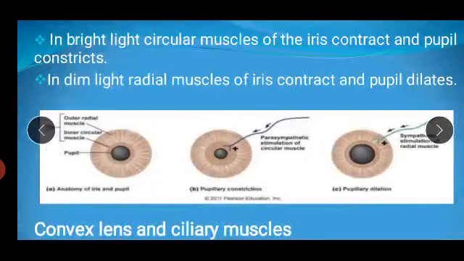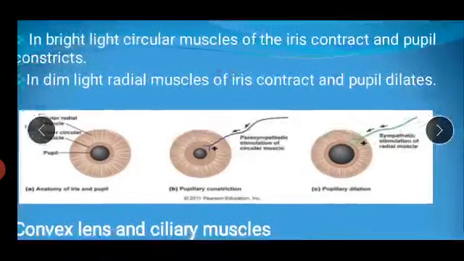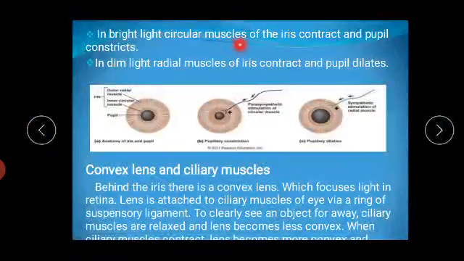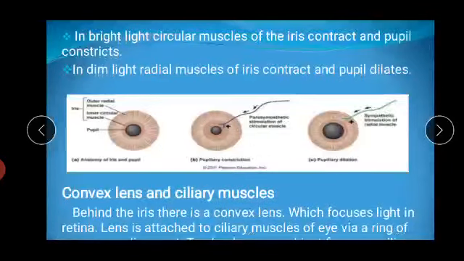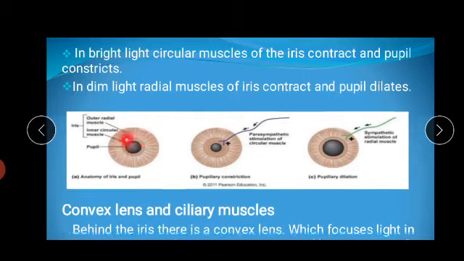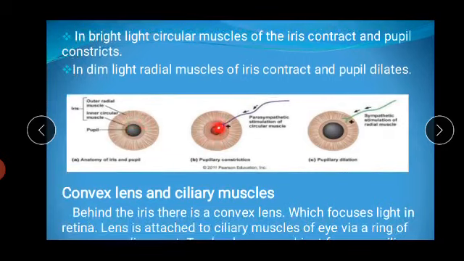In bright light, circular muscles of the iris contract and the pupil constricts. You can see from this diagram. Bright light, what is happening in the bright light? These circular muscles contract and the pupil is constricted. You can see from the size, this one and this one, this pupil is constricted. Okay, this will happen in the bright light.